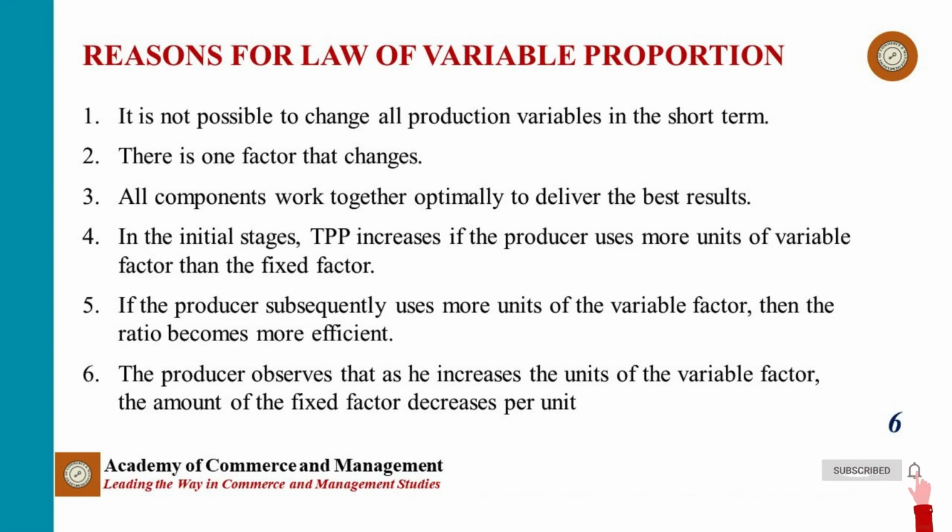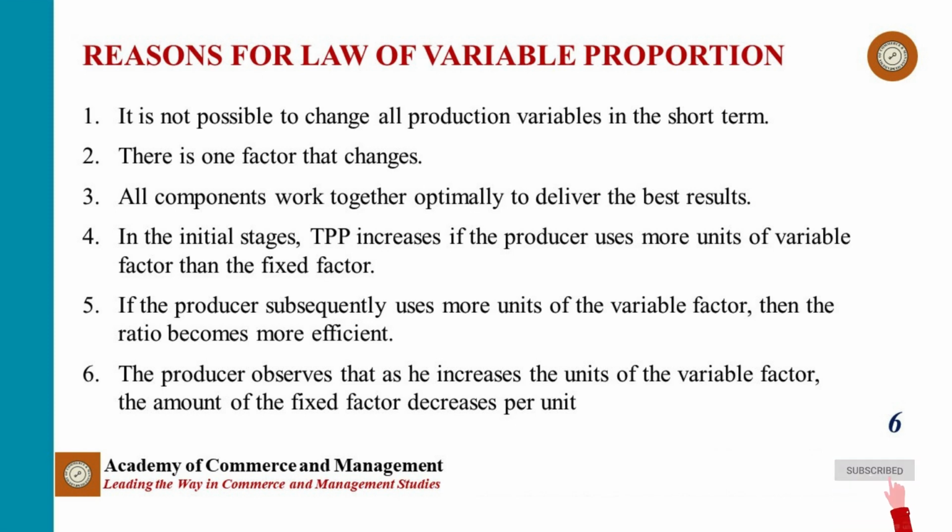Next, let us see the reasons for the law of variable proportion. The first reason is that it is not possible to change all production variables in the short term. The second one is, there is one factor that changes. Otherwise, the remaining elements are fixed. Then, the next reason is that all components work together optimally to deliver the best results.